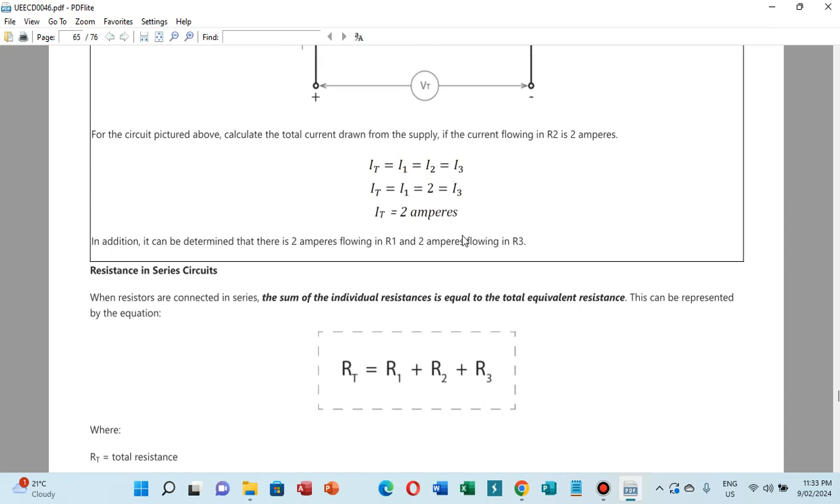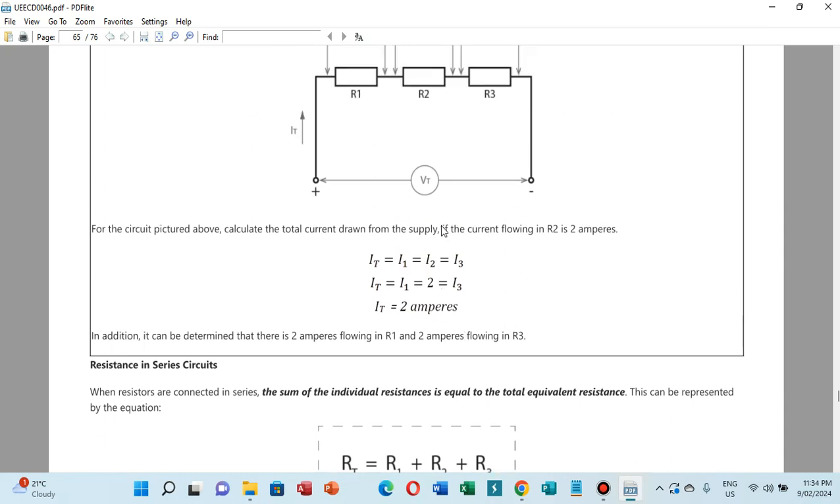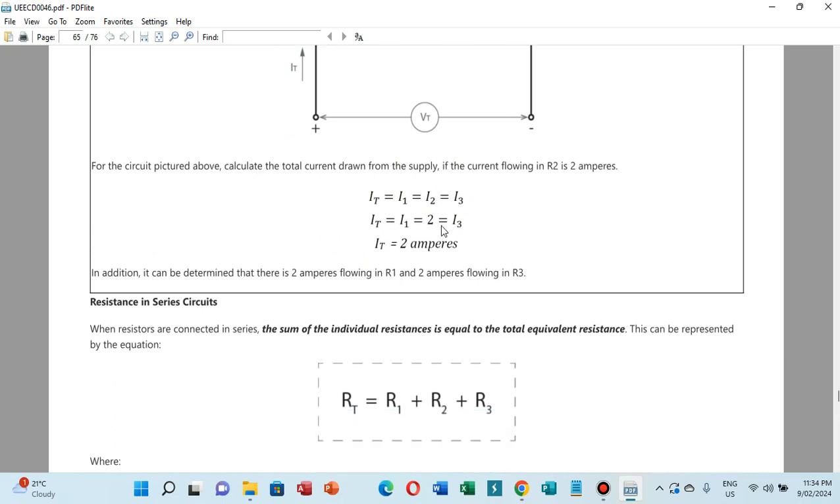And when you connect all three resistors in series, R total equal to R1 plus R2 plus R3.